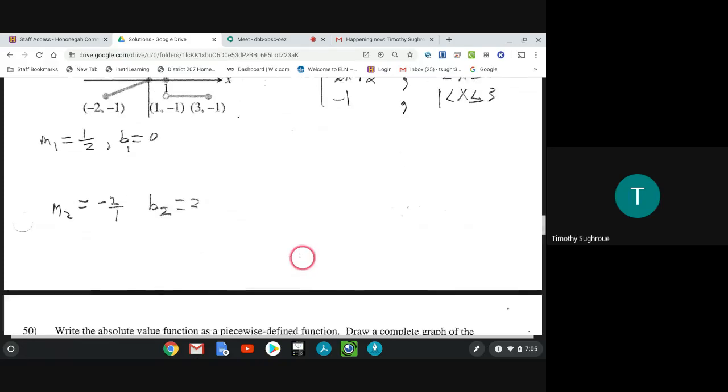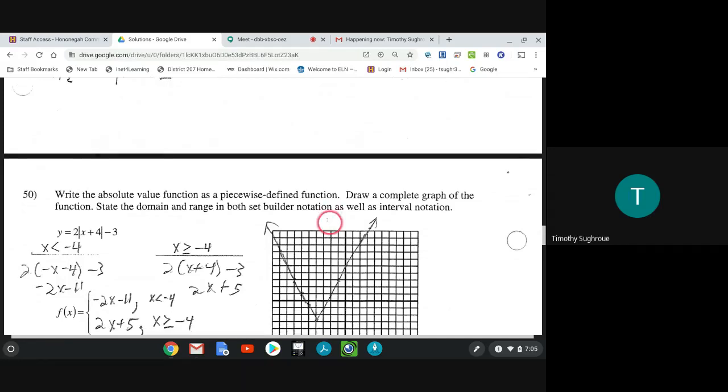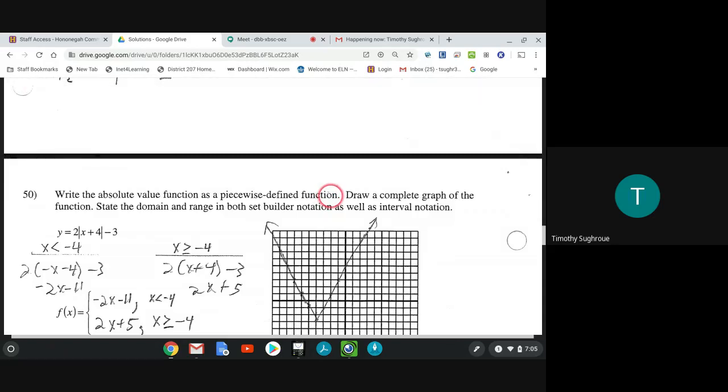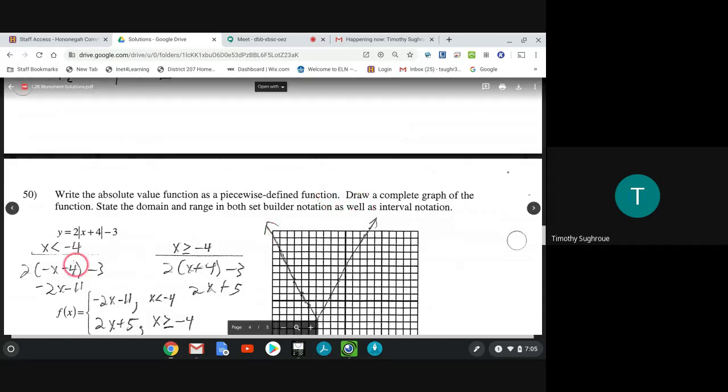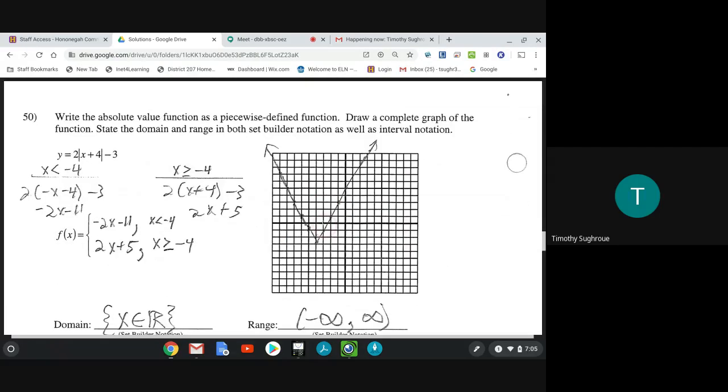That leaves us with the true false. Oh, no, we do have one more. We have problem number 50 here. A couple more. For problem number 50, the key to this is it says, write the absolute value function as a piecewise defined function. Then draw a complete graph of the function, state the domain and range in both set builder notation as well as interval notation.